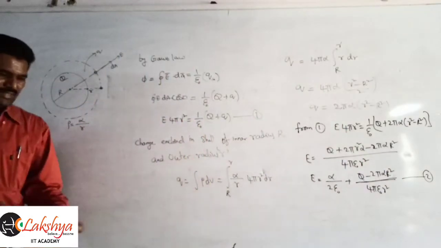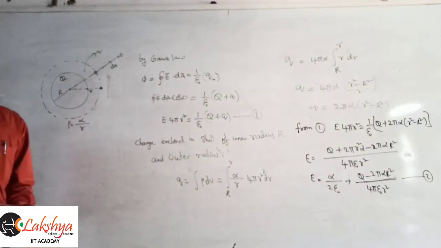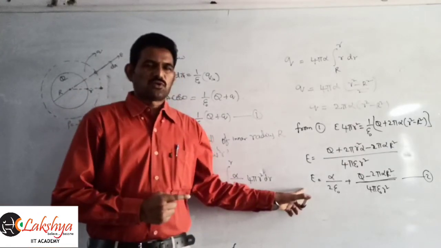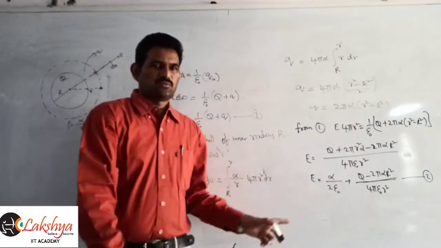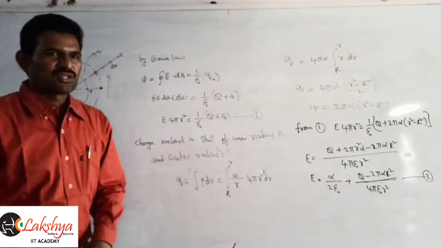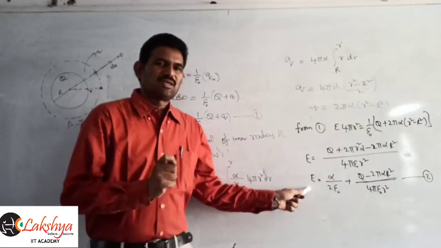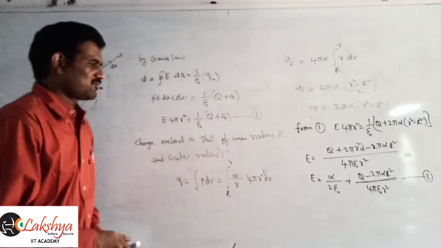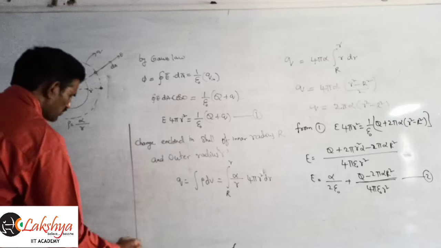So now let us come to the given condition. This is the intensity of the electric field at a distance small r from the center of the ball and outside the ball. Now the given condition is that this expression must be independent of small r. This expression should not depend on small r. That is our given condition. So I'll do the remaining calculation here.